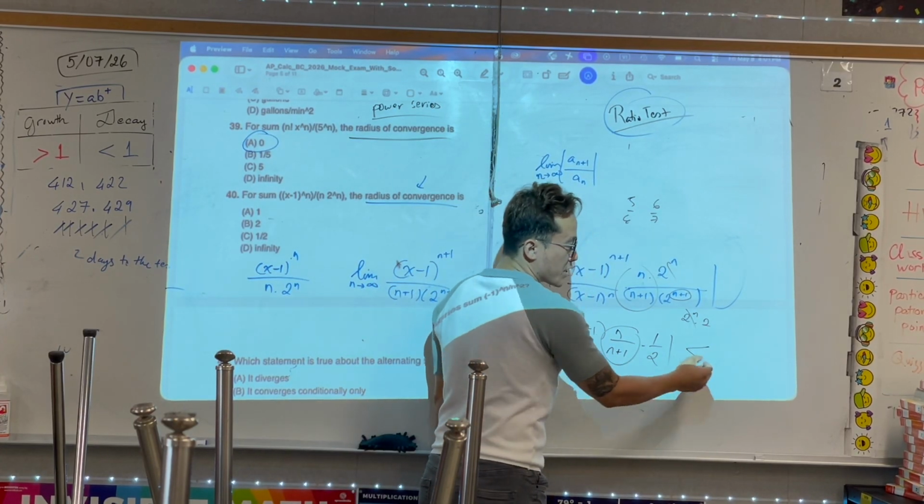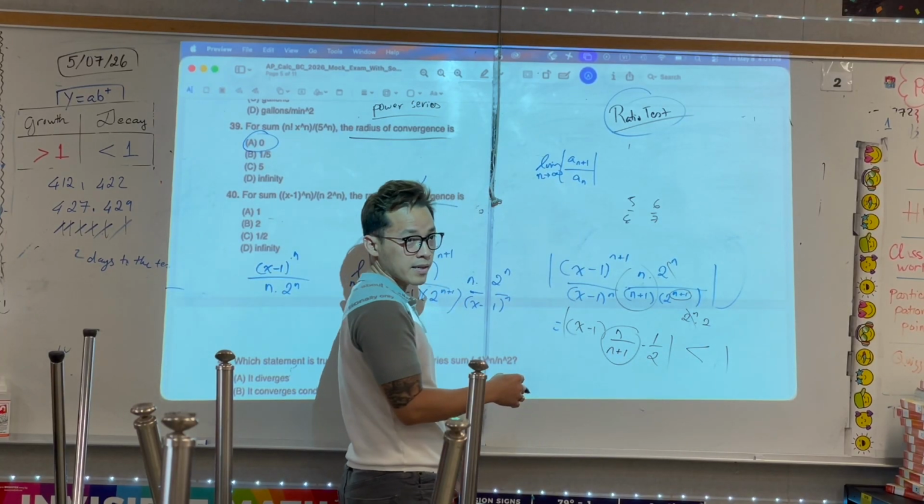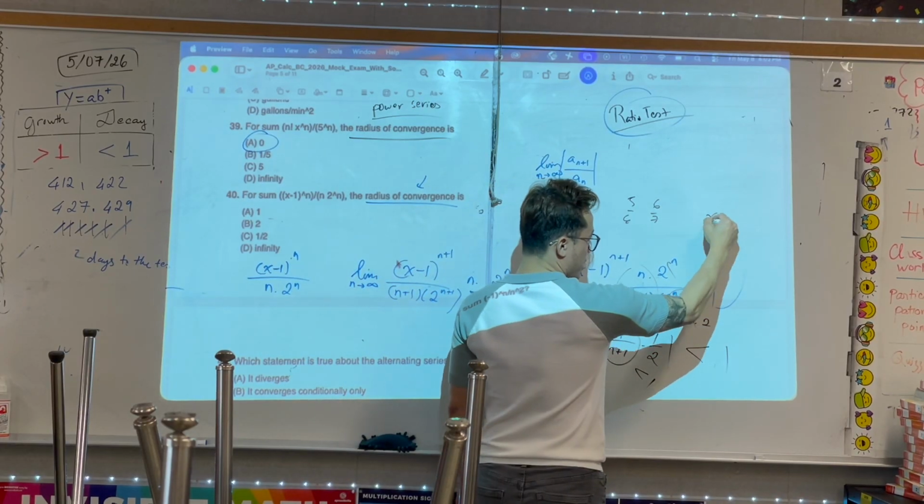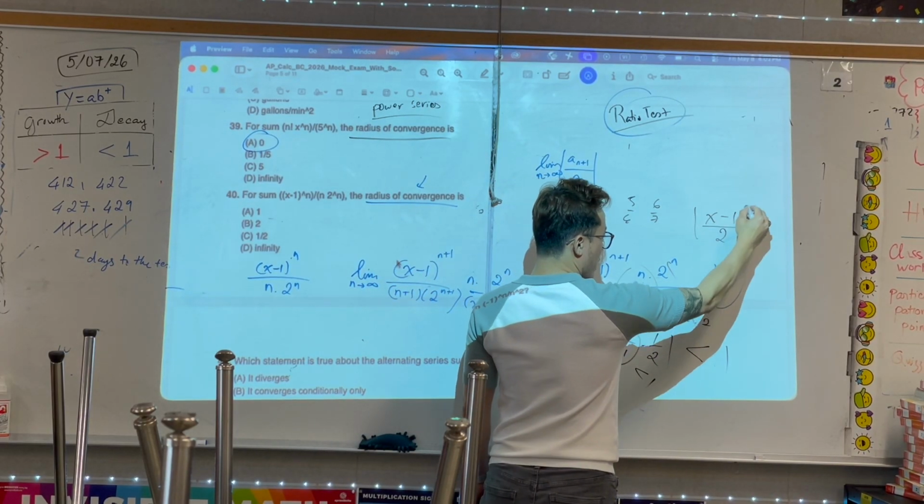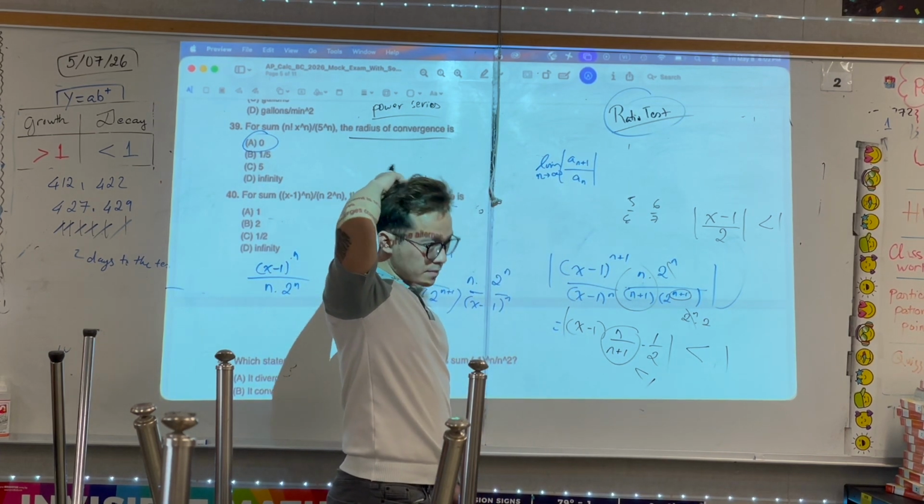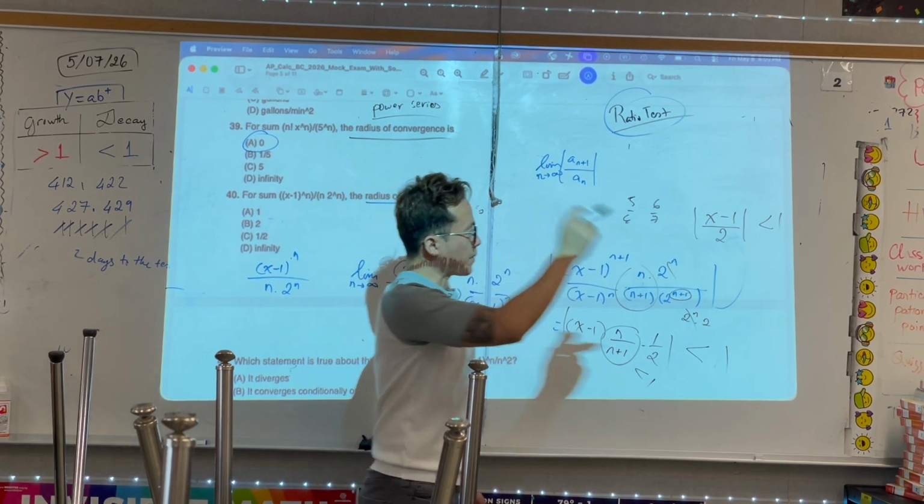So this guy, this is a good thing because it's already less than 1. Remember, radius of convergence: you want the whole thing to be less than 1. But this guy is already less than 1. So now you just need to consider this guy. You also want this guy to be less than 1. You want every part of it to be the same. Yeah, that's right.